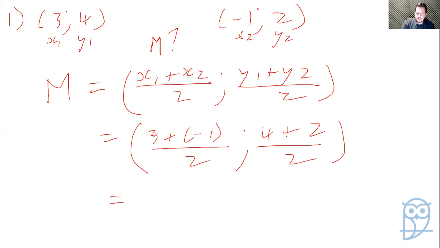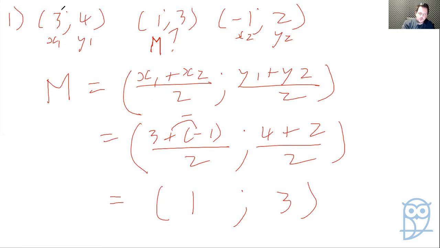If you're unable to do this in your head, which you hopefully should be able to, you can do this on a calculator. So a plus and a minus together make a minus. So 3 minus 1 gives 2. 2 over 2 gives me 1. 4 plus 2 is 6. 6 over 2 is 3. And therefore, my midpoint between these is 1, 3.